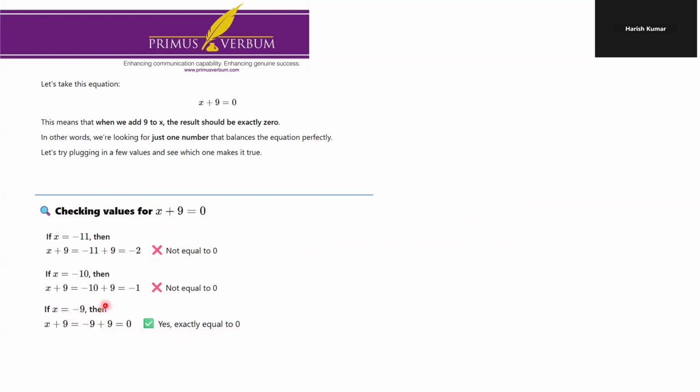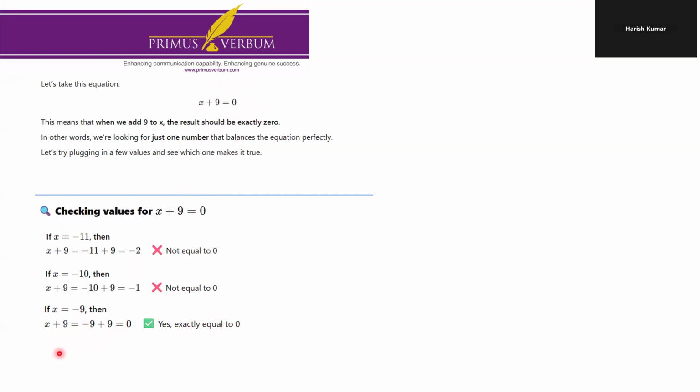So when x is equal to minus 9, this is not an inequality, but rather an equality. You can clearly see the equality symbol, x plus 9 equal to 0. And this becomes true when x is equal to minus 9 because x plus 9 will be minus 9 plus 9, which is equal to 0. So the left-hand side and the right-hand side are perfectly balanced.